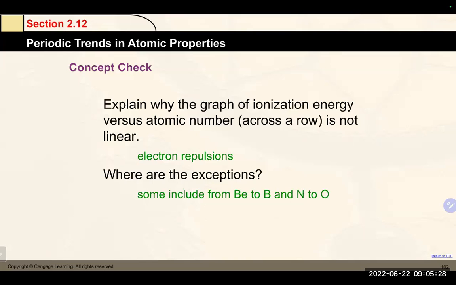So the graph that we just saw for ionization energy versus atomic number is not linear. Again, we are talking about electrons that are near each other. So just by that definition, they don't want to be hanging out near each other. So we have a lot of electron repulsions that are happening. And obviously there's some exceptions that we see in those trends.